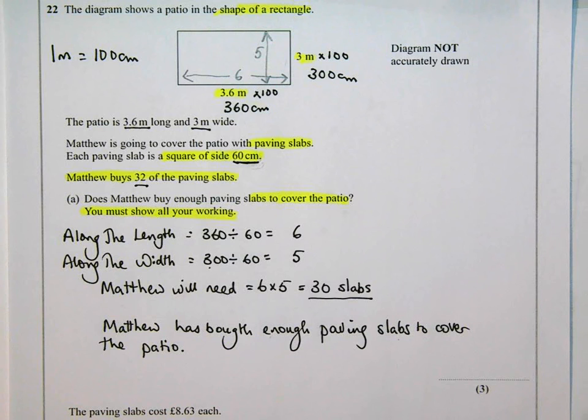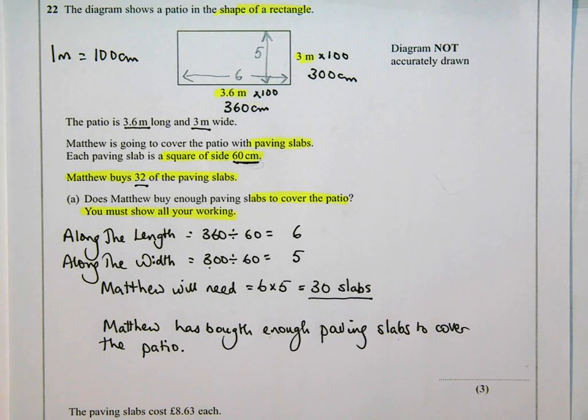You could have worked out areas and divided the area of the patio by the area of a single slab. Or you could have changed the units into meters and done it in a similar way. But this is a pretty straightforward way of working this out and thinking about the problem. And as you can see, there's a lot of writing in the question, but if you break it down into simple stages, you can get your answer to this.